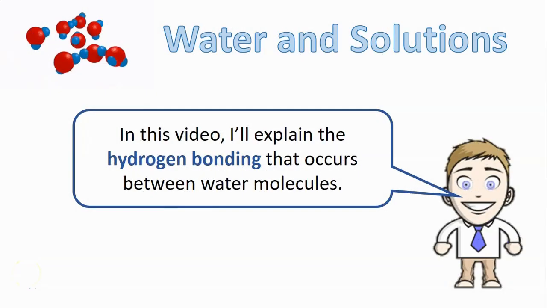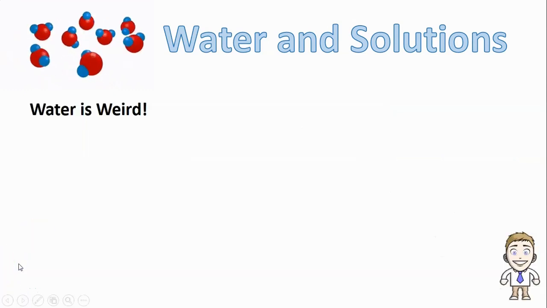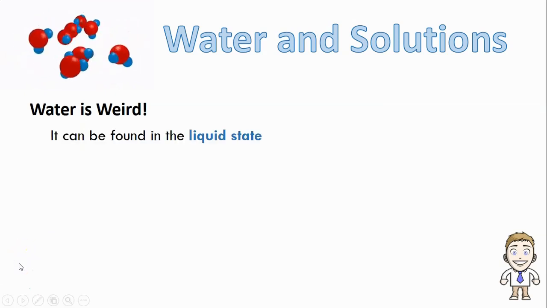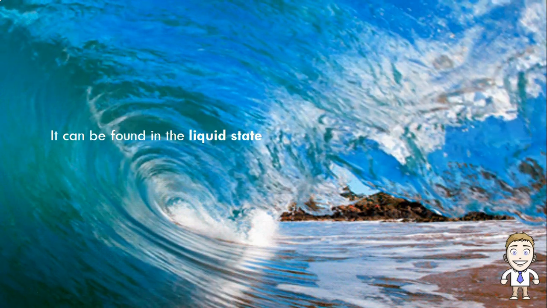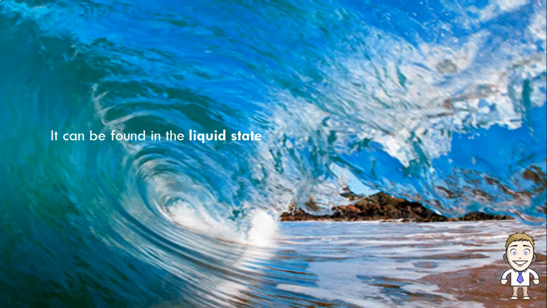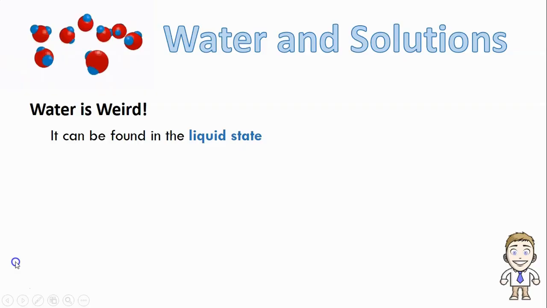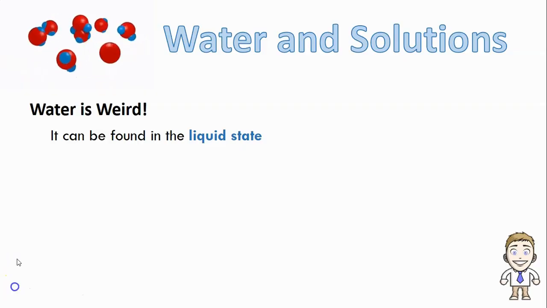Hi everyone, in this video I'll explain the hydrogen bonding that occurs between water molecules. Let's start off by talking about what a weird substance water is in the first place. First of all, the fact that water can be found in the liquid state is very bizarre. If you look around you, most other substances exist only as gases or solids.